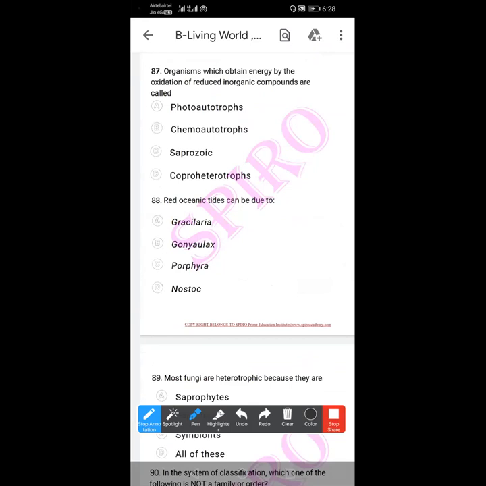So the correct answer is, it is not phototrophs because they synthesize their own food with the help of sunlight. So they are chemoautotrophs. Saprozoic, no. The correct answer is chemoautotrophs because they are able to synthesize their own food upon the oxidation of inorganic substances. Okay.